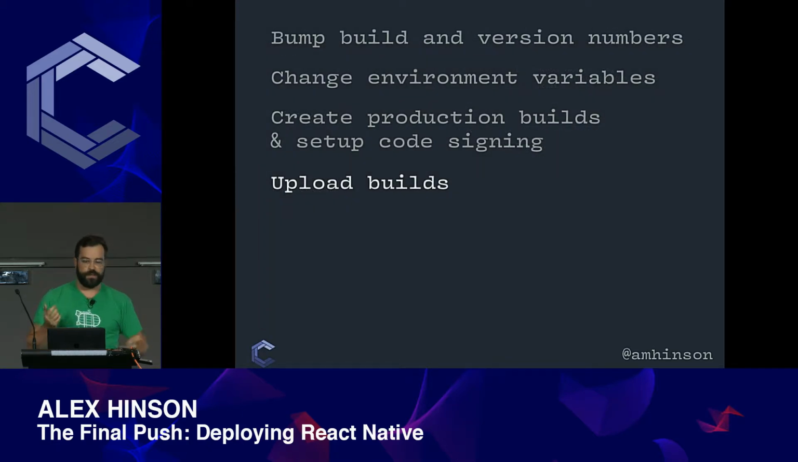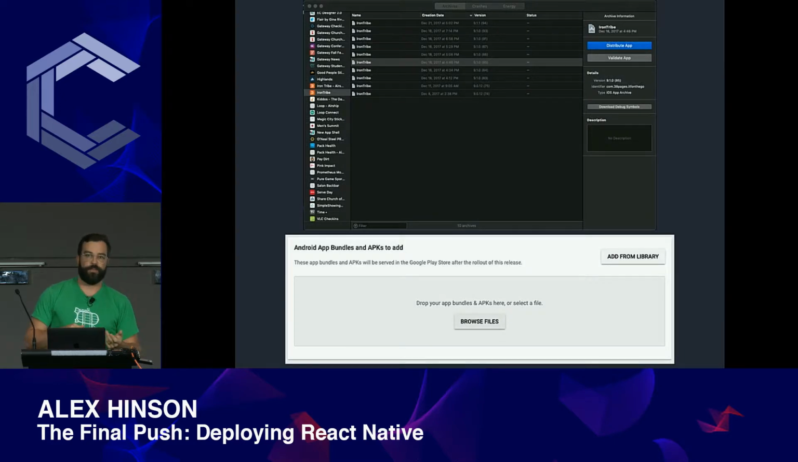Then once we create those builds, we'll manually upload them to each platform. For iOS, we're going to upload our builds from Xcode, and that's going to send them to something called App Store Connect, which is just the interface that Apple provides for managing your mobile applications. And then for Android, we'll upload the build in the Google Play console, which is Google's place for managing applications.